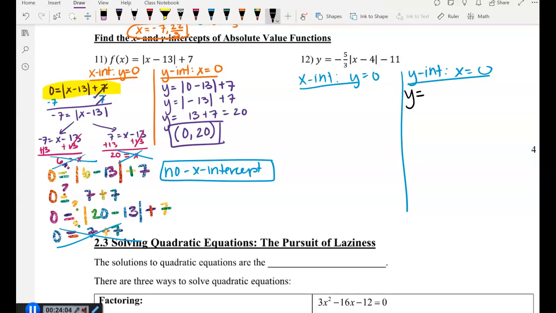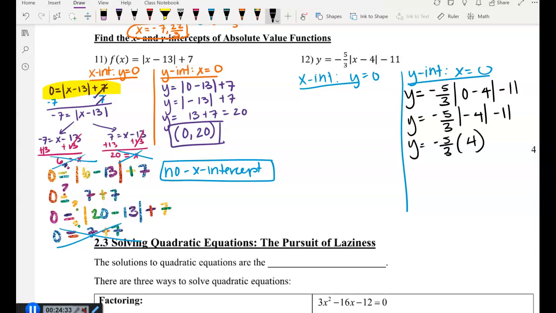That means x equals 0. So negative 5 over 3, 0 minus 4 minus 11. What's 0 minus 4? What's absolute value of negative 4? 4, okay. So this is like this. Let me write all the steps down. So can you guys see that I haven't really taken it outside of the absolute value yet? Now I'm going to take it out. So that's going to be a positive 4.